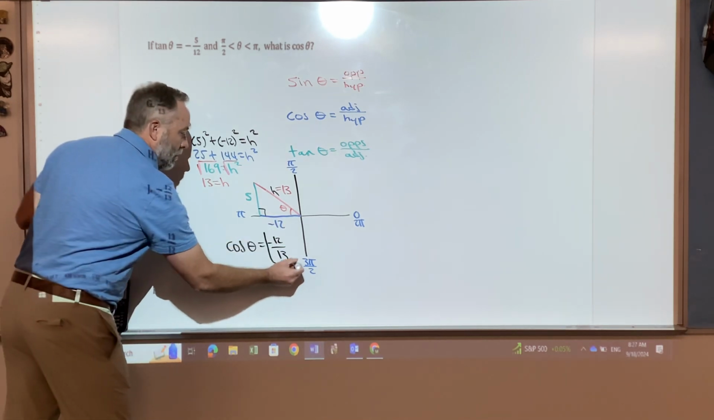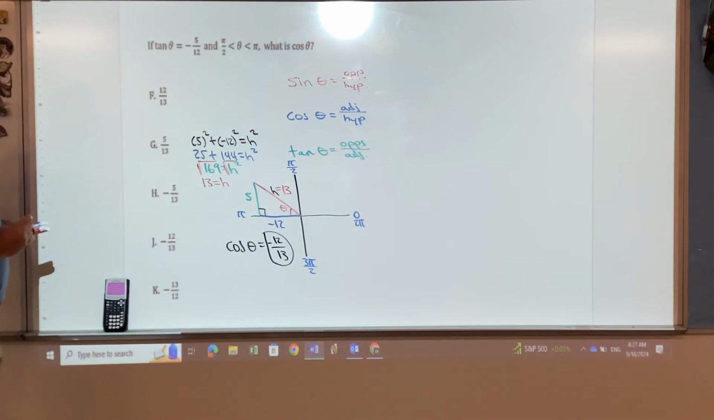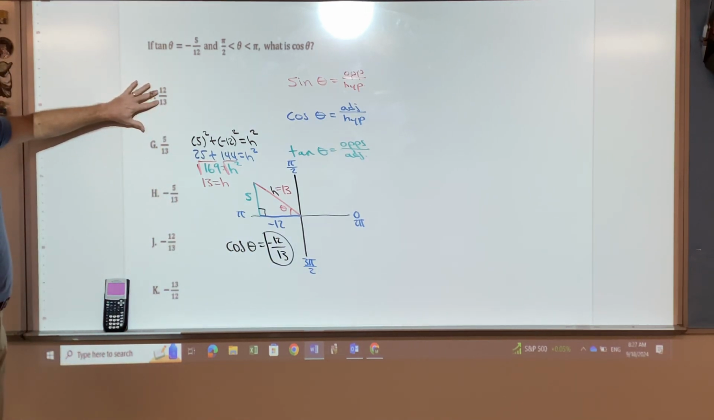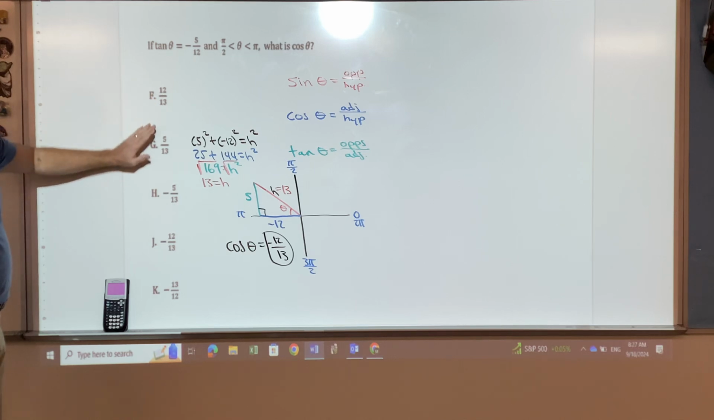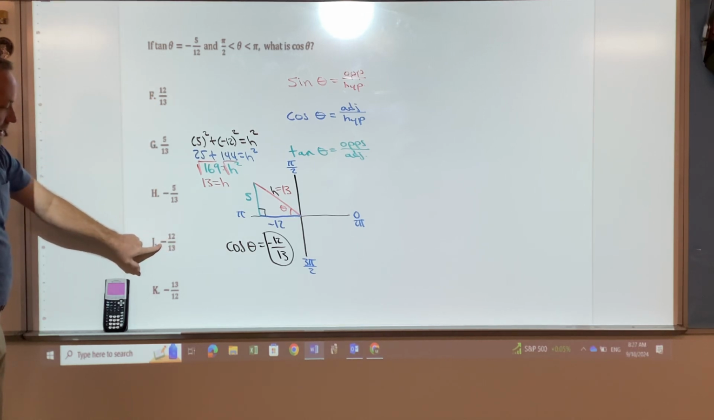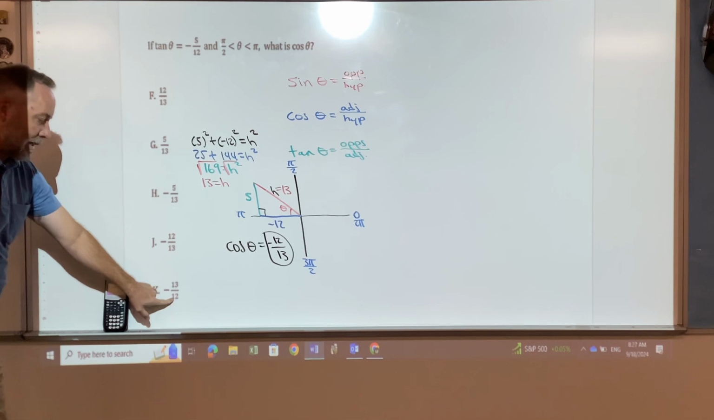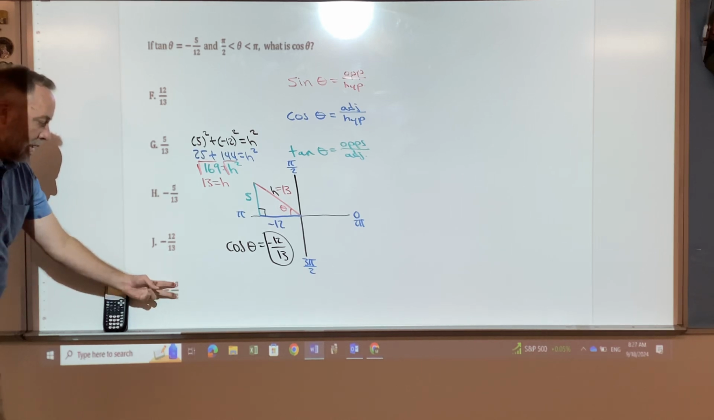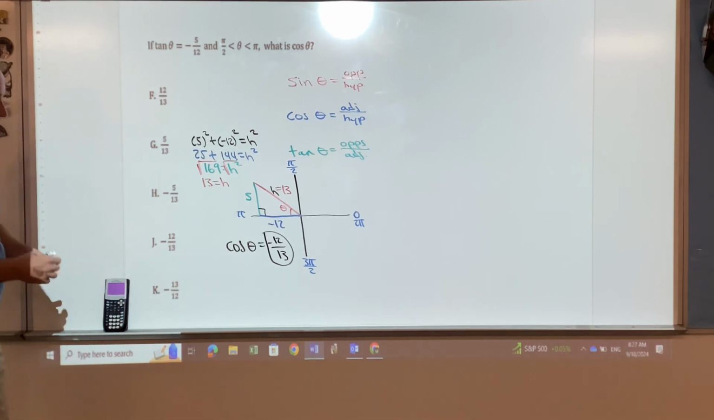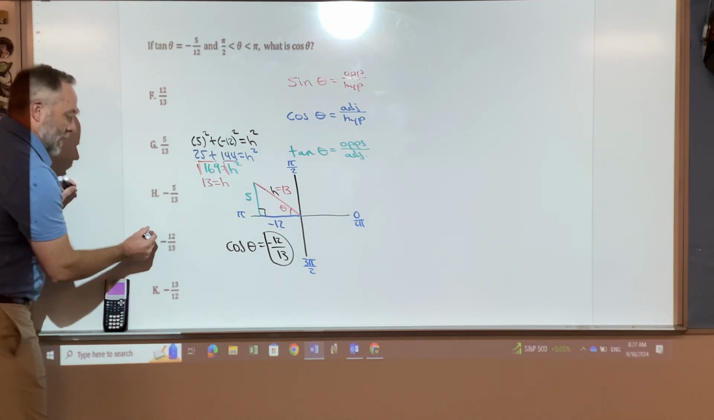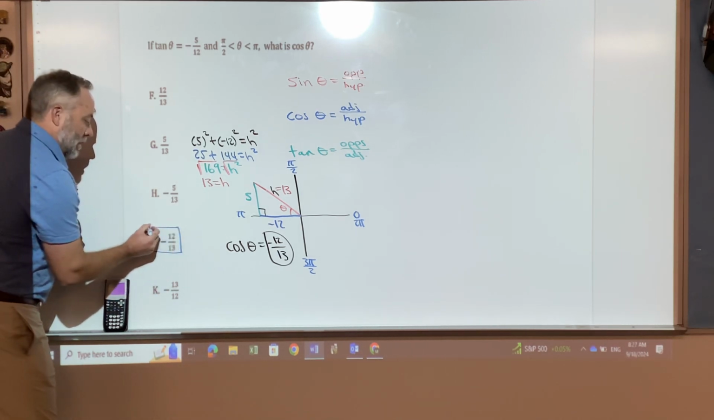All right, so we look for that in our options. We see the 12/13 here, but it's positive. And then we see 12/13 here, and it's negative. We just have to be careful we don't select that answer because it's flipped. It's got the 13 on the top. So we see that J is the answer that matches our solution.